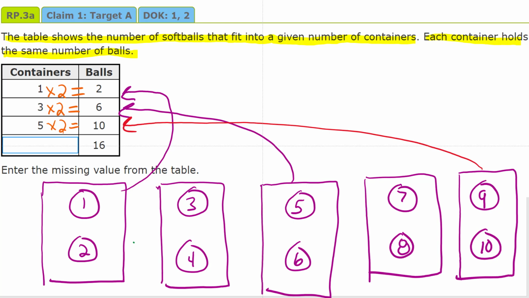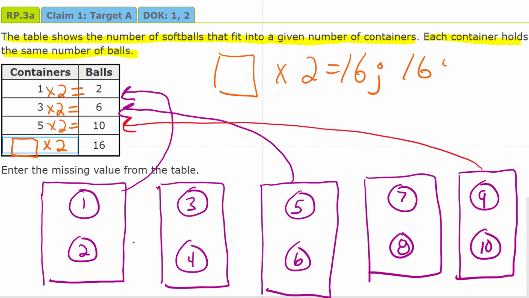So to get to the number of containers on this one, we know that we need to multiply a number times 2 to get 16. And so what number times 2 equals 16? Well, another way we can look at it is 16 divided by 2 is equal to that number, and that number is 8. And so the number of containers in that problem would be 8. I'm just going to clean this up a little bit, and the number we'd actually enter here would be the number 8.